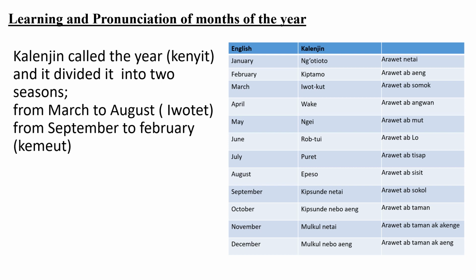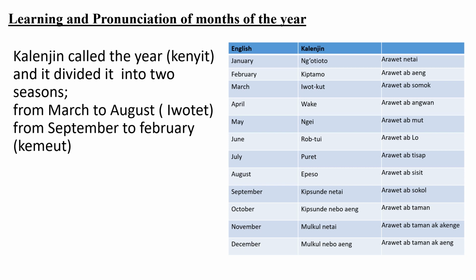March, Iwat Kut. Arawet ab somok, the third month. April, Wake. Arawet ab angwan, the fourth month. May, Ngay. Arawet ab mut, the fifth month. June, Rob Tui. Arawet ab lo, the sixth month. July, Puret. Arawet ab tisap, the seventh month. August, Ebeso. Arawet ab sisit, the 8th month.